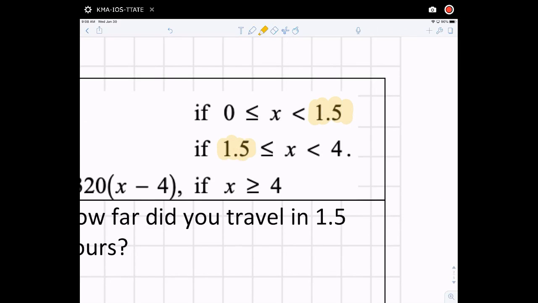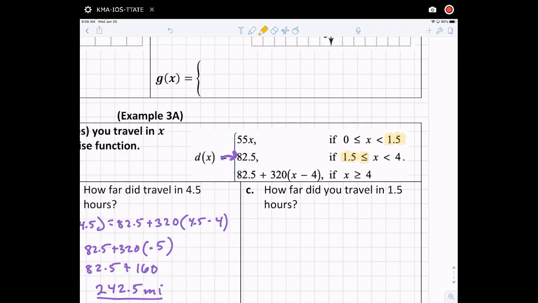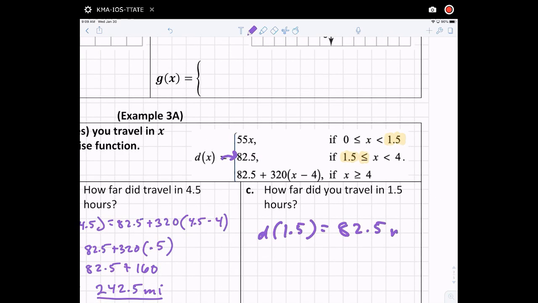It's because it's greater than or equal to 1.5. Yes, greater than 8. This one could be 1.5. So then that's actually really nice because then I already know what the answer is going to be. It's going to be 82.5. D of 1.5 is just 82.5, or D of 1.5 is 82.5 miles.